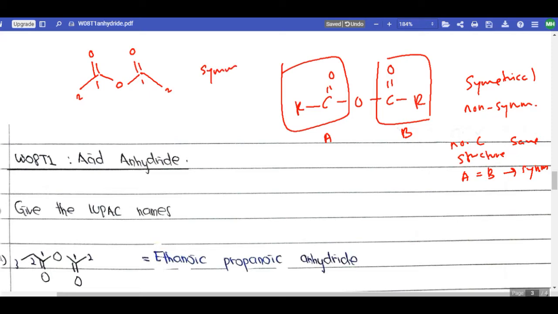For asymmetrical, it can look like this. On the left side, we have three carbon, and on the right side we have only two carbon. So this can be considered unsymmetrical. Right? There are two kinds of anhydrides. So let's take a look at the answers.